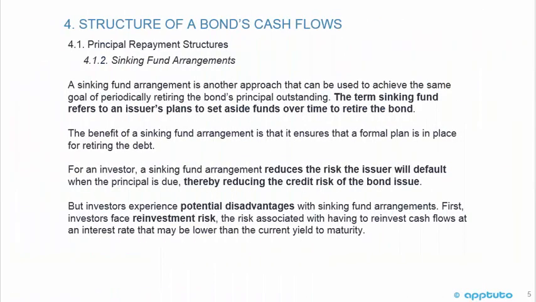Structure of a bond's cash flows. Principal repayment structures. Sinking fund arrangements. A sinking fund arrangement is another approach that can be used to achieve the same goal of periodically retiring the bond's principal outstanding. The term sinking fund refers to an issuer's plans to set aside funds over time to retire the bond. The benefit of a sinking fund arrangement is that it ensures a formal plan is in place for retiring the debt. For an investor, a sinking fund arrangement reduces the risk the issuer will default when the principal is due, thereby reducing the credit risk of the bond issue.